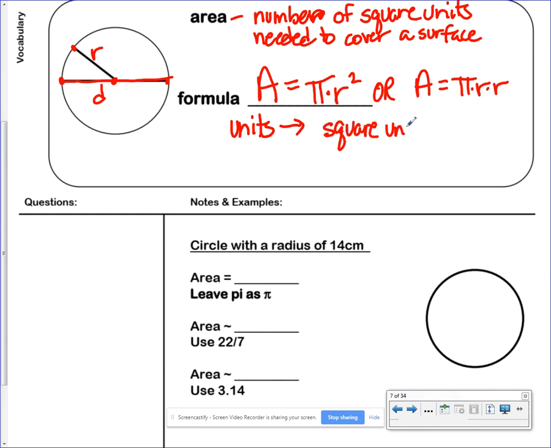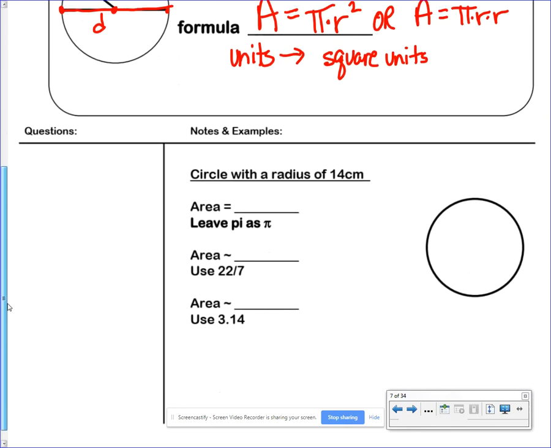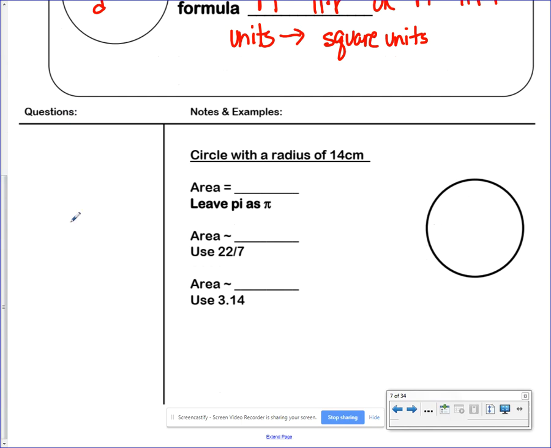So if it's inches, it's square inches. If it's centimeters, it's square centimeters. Think of little graph paper that you're covering something with. So let's take a look at a few examples here. Over on this question part, I'm just going to write pi r, pi times radius times radius. A circle with a radius of 14.